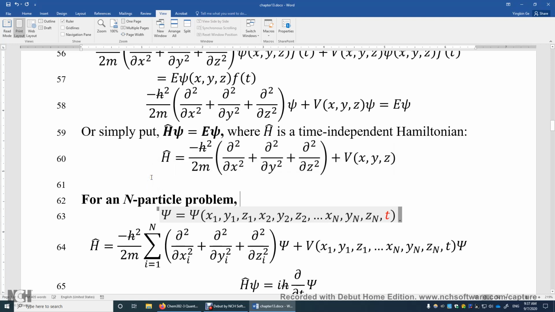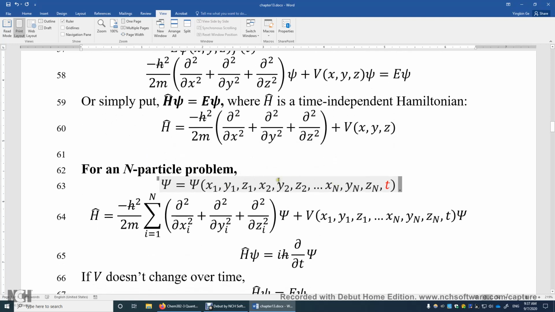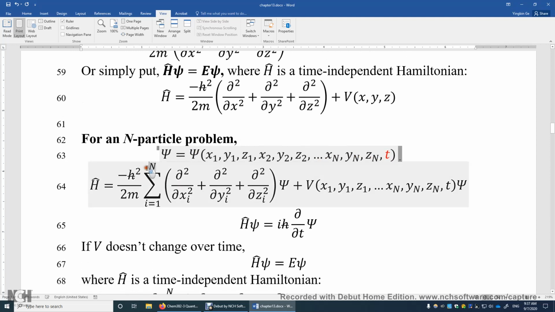What if we have many particles? Well, then we need to include their positions, x1, y1, z1 for particle 1, x2, y2, z2 for particle 2, and in the end, this wave function does depend on time. Now we need to sum up all the kinetic energy for all these m particles. The potential energy depends on the positions of all particles and time, and then Hψ is equal to iħ times ∂ψ/∂t.